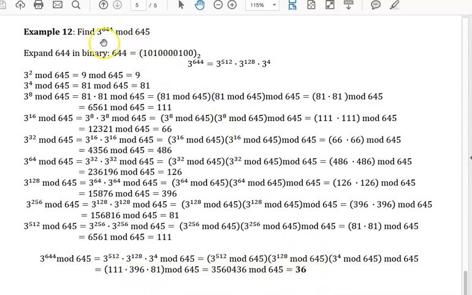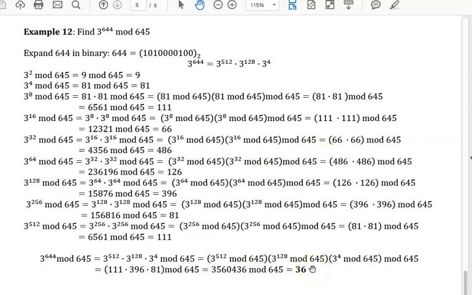So you can't do this in your calculator. If you plug in 3 to the power 644, the calculator breaks. Even if you plug it into a computer, it's too big for the computer to handle. So it's not really possible to do this exponent the regular way. But if you're just trying to find the remainder of this exponent for this mod, then this is a process that you can program into your computer to find the remainder.